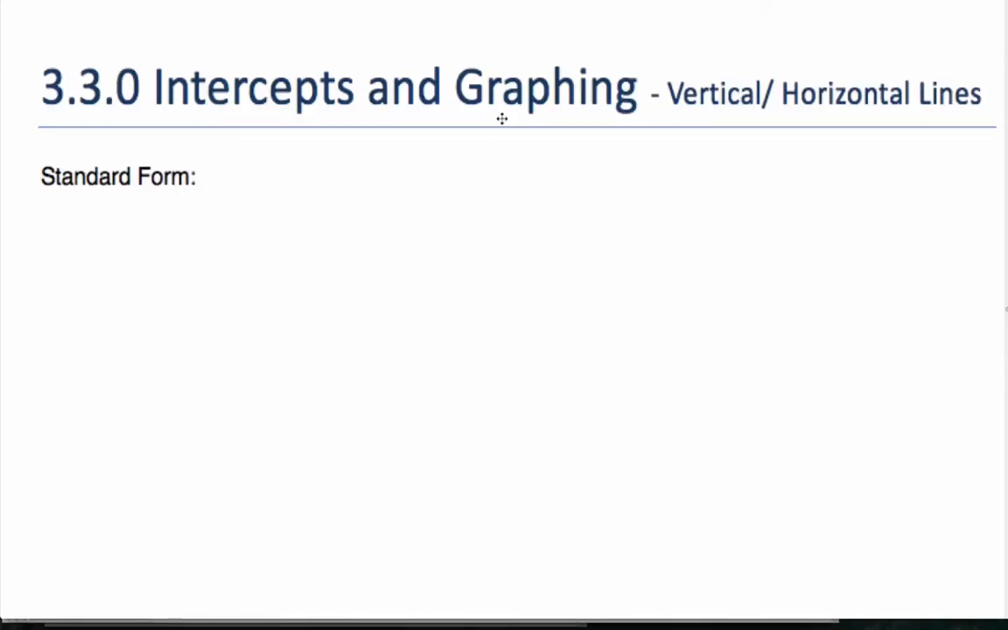Here is Mr. Rops, and we are going to be talking about graphing lines and intercepts today. The first thing that we're going to talk about is standard form. Lines come in different forms, and one form that exists is standard form, which looks like ax plus by is equal to c.